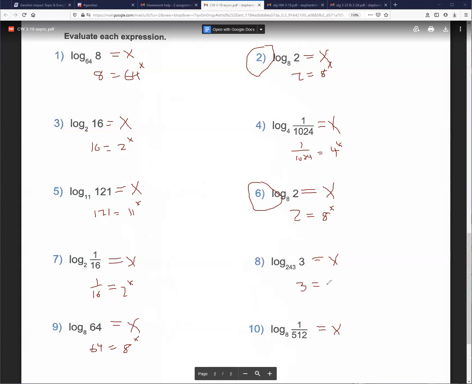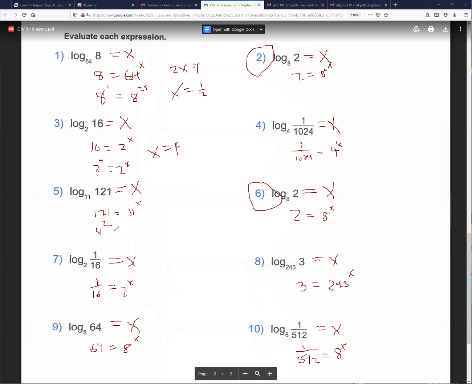All right, 3 is equal to 243 to the x, and 1 over 512 is equal to 8 to the x. Okay, so now we're going to try to put these to the same base. 8 to the first is 8 to the 2x, so 2x equals 1, x equals a half. 16 is 2 to the fourth equals 2 to the x, so x equals 4.